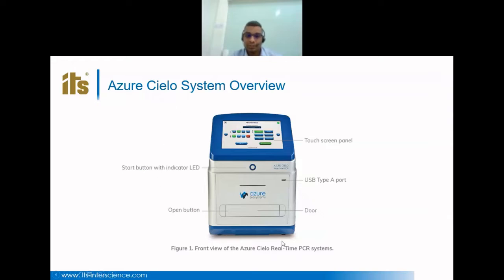Here, this is what it looks like on the outside. This is the exterior. It has a large, high resolution color touchscreen. And then you have a USB Type A port, which you can use to import your data. The machine itself is actually very compact, even more so when you consider the fact that it can be used as a standalone machine. You don't necessarily need to connect it to a PC.